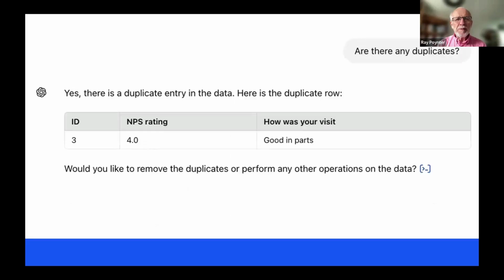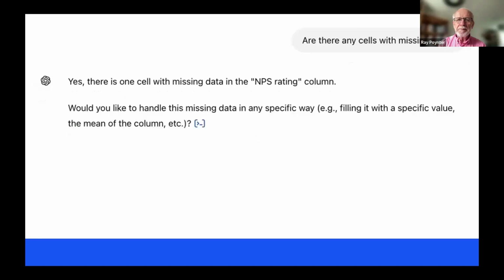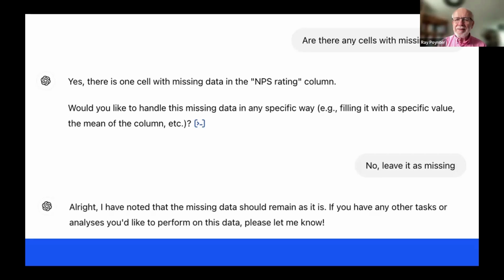So are there any duplicates? Yes, there's a duplicate entry in the data. Here's the duplicate row. Would you like me to remove it? Yes, please remove the duplicate. Are there any cells with missing data? It says, yes, there's a cell with missing data. Would you like me to handle it in a specific way? For example, filling it with a specific value, or putting in the mean of the column, or some other option. No, I'm happy to leave that as a missing value.